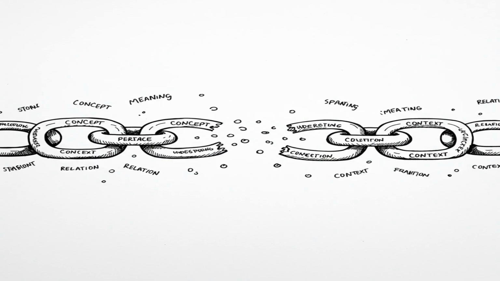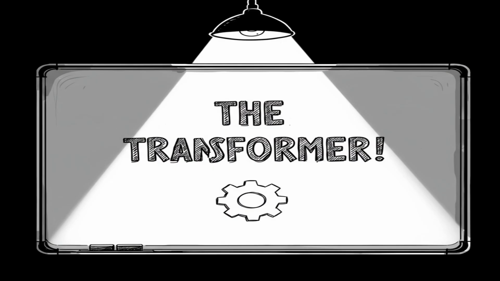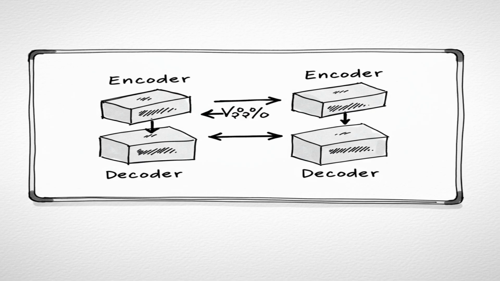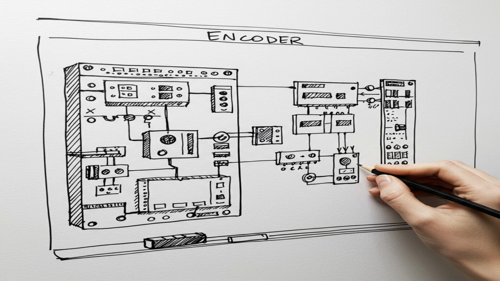Before transformers, models like RNNs struggled with long-range dependencies, forgetting information from the beginning of a long sentence. Imagine trying to understand a story where you only remember the last few words. This was the limitation previous models faced. Then came the transformer, a revolutionary architecture introduced in the 2017 paper, Attention is All You Need. At a high level, the transformer consists of two main parts, an encoder and a decoder, working together to process information. Let's first focus on the encoder.